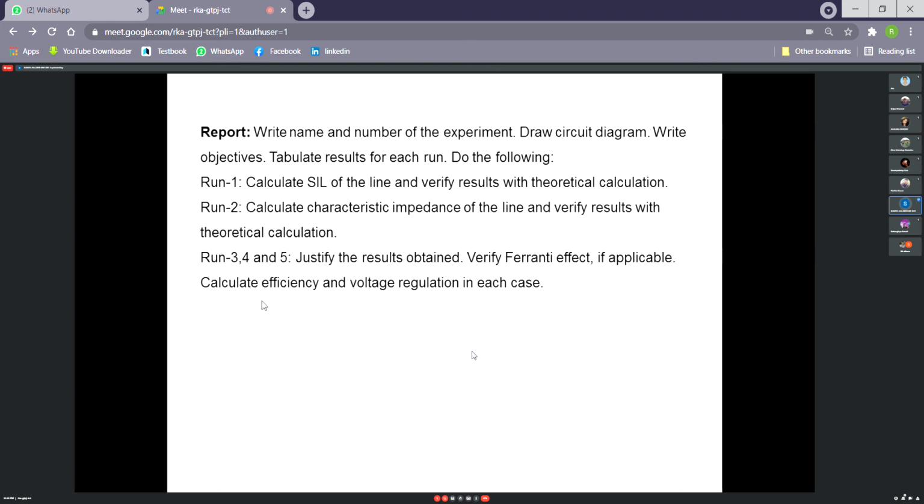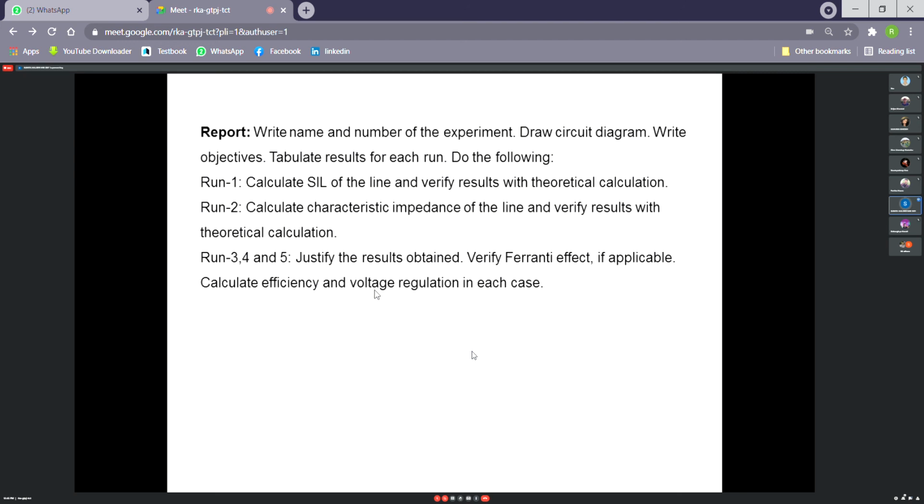Then calculate efficiency and voltage regulation in each case. That means for all the cases, what is the efficiency and voltage regulation? For efficiency, you need sending end power, receiving end active power and sending end reactive power. Both are available from the table. Sending and receiving end active power you have set, so you know that.